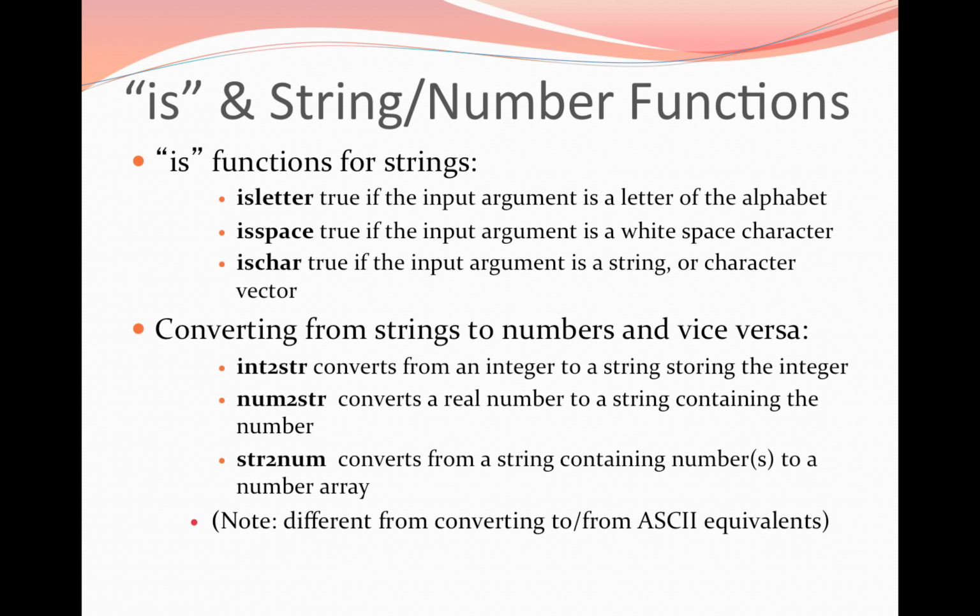There are also some functions that allow you to convert from strings to numbers and vice versa. The int2string function will convert an integer to a string that stores the integer. Num2string will convert a real number to a string that stores the real number. And string2num is going to convert a string that has a number in it to an actual number. Or if that has several numbers separated by spaces, it will create a number vector. Notice that this is quite different from converting to and from the ASCII equivalents.